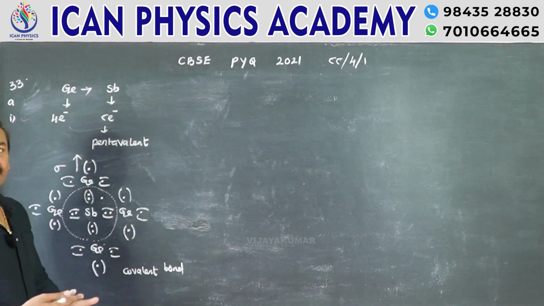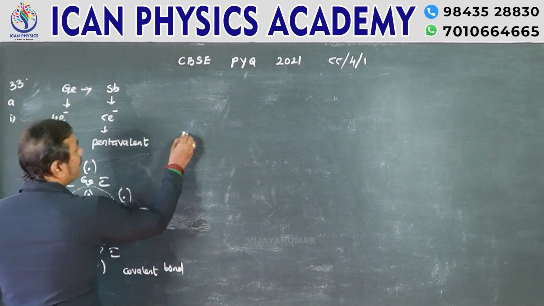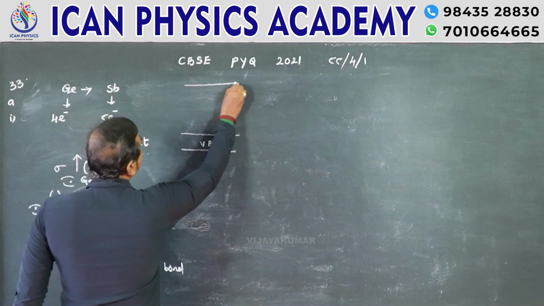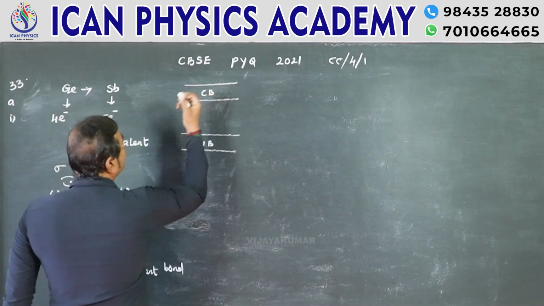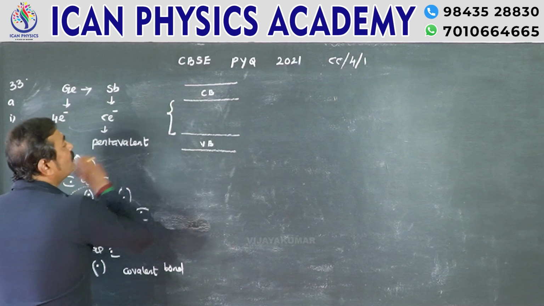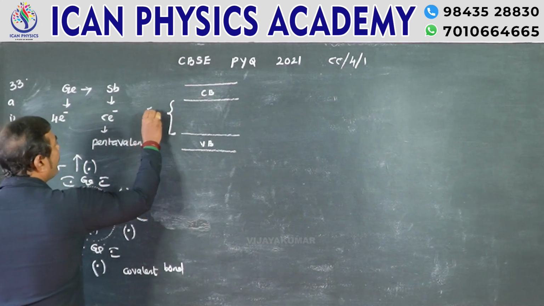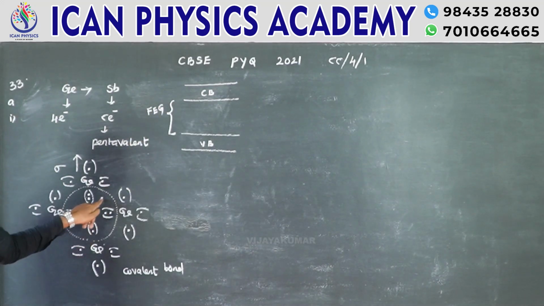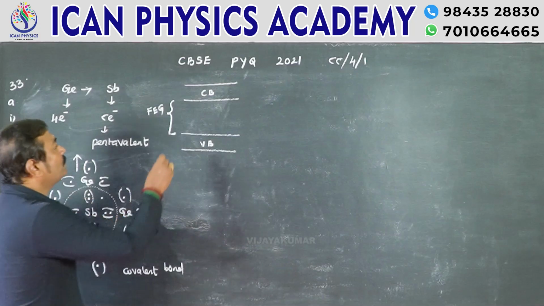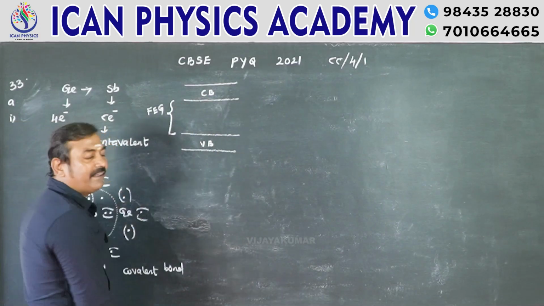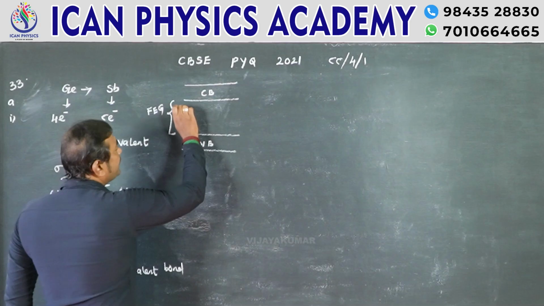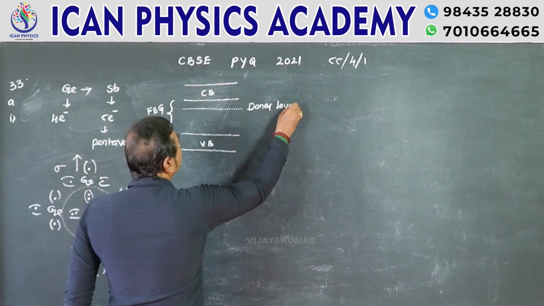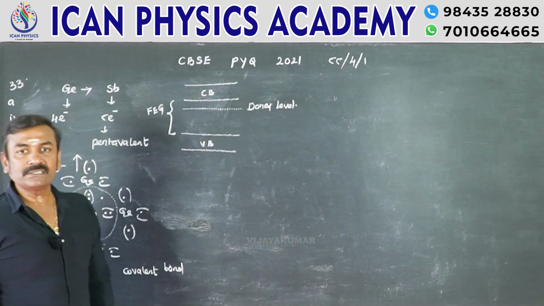For this, what is the energy level diagram? This will be the valence band, and this will be the conduction band. The gap between the two is called the forbidden energy gap. Since the electron is ready to donate, its energy level is well above the valence band, just below the conduction band. So this is the donor level. Do you get it? Do you have any doubts?